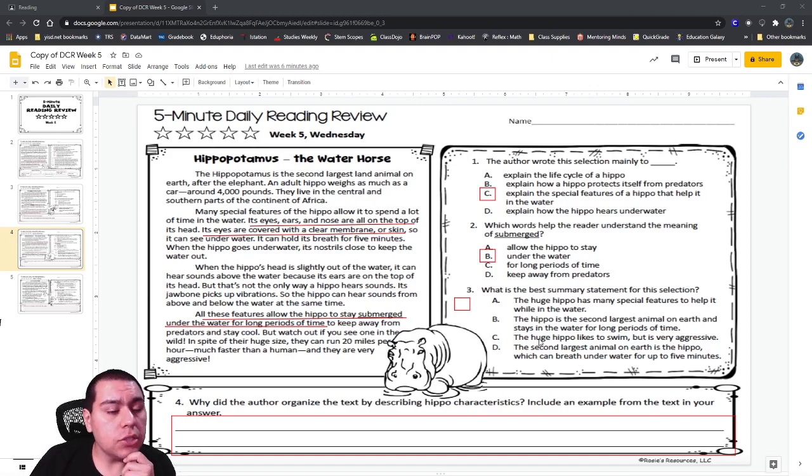Bella, make sure we're paying attention. We have A, B, and C. Who can tell me what answer choice looks the best between A, B, C? We have A, the huge hippo has many special features to help it while in the water. B, the hippo is the second largest animal on Earth and stays in the water for long periods of time. C, the huge hippo likes to swim but is very aggressive. Nakai, what answer choice do you think is the best choice?